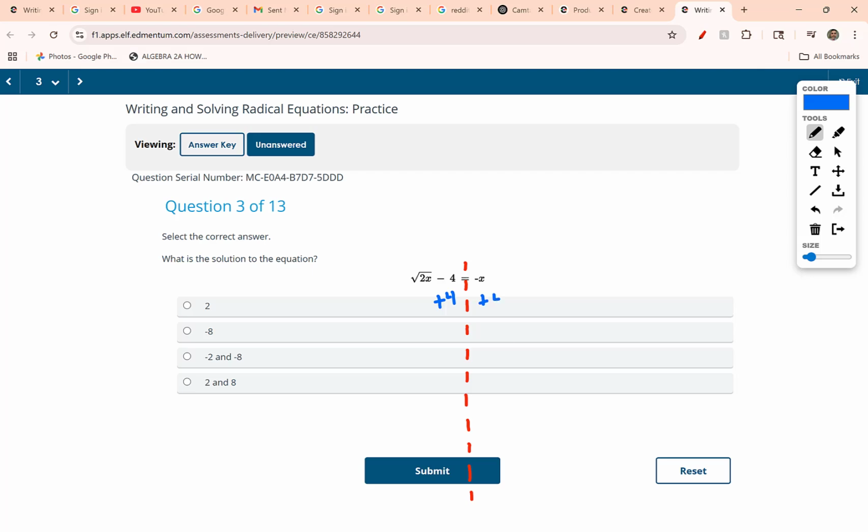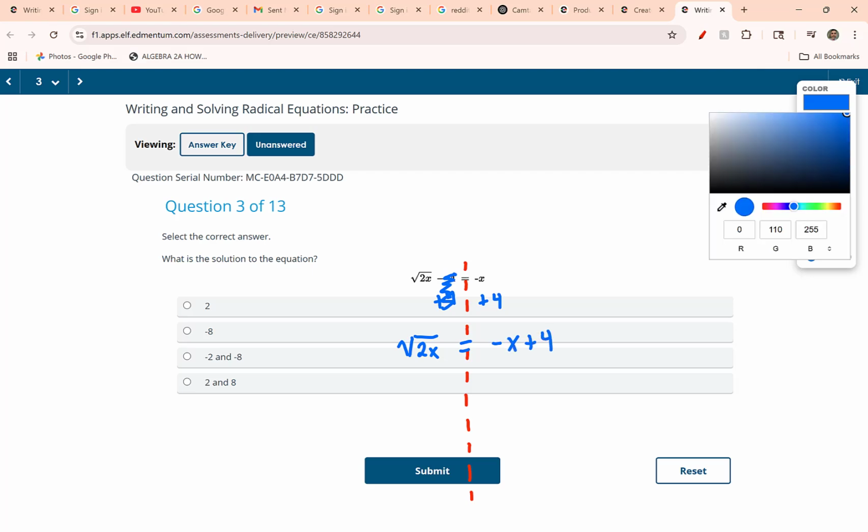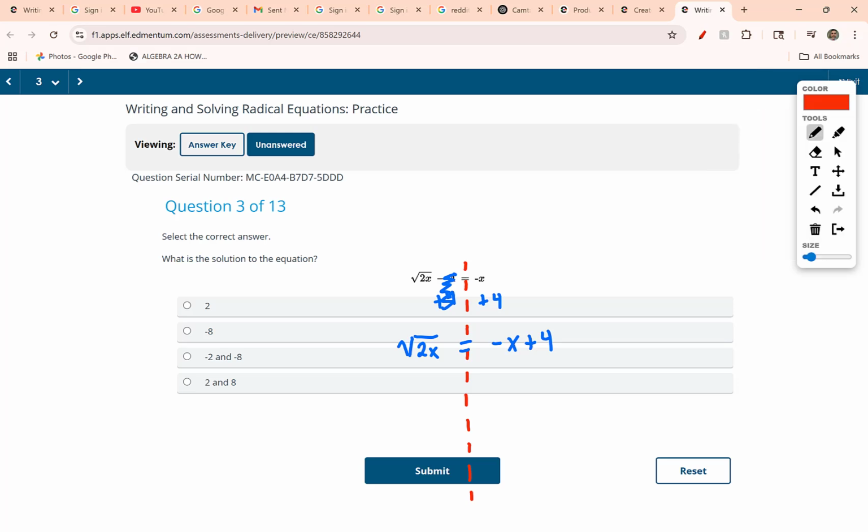So we're going to solve this the algebraic way, first by adding 4, because notice when we do that, the square root symbol is now by itself. We're left with just the square root of 2x on one side. On the right side, we're left with negative x plus 4. Those aren't like terms. So now that the square root symbol is isolated, we're going to do the inverse operation of a square root symbol, which is square both sides. Because when you square a square root, it cancels out the square root.